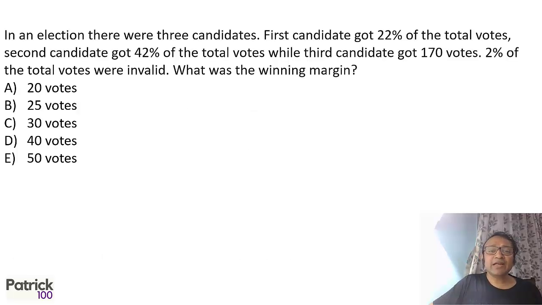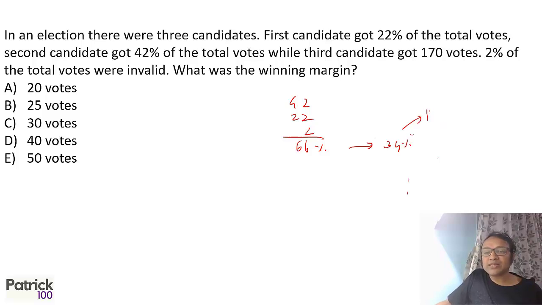So in an election, there were three candidates. The first candidate got 22, second got 42, total votes third candidate got was 170 and 2% was invalid. So first of all, we'll find how much the third candidate got. The first two got 42 plus 22, which becomes 64. 64 plus 2 will become 66%. So the third candidate must have got 34%. 34% is nothing but 170 votes, 5 times.